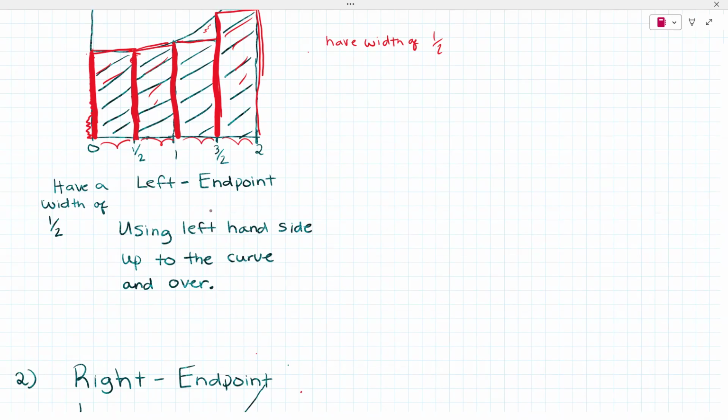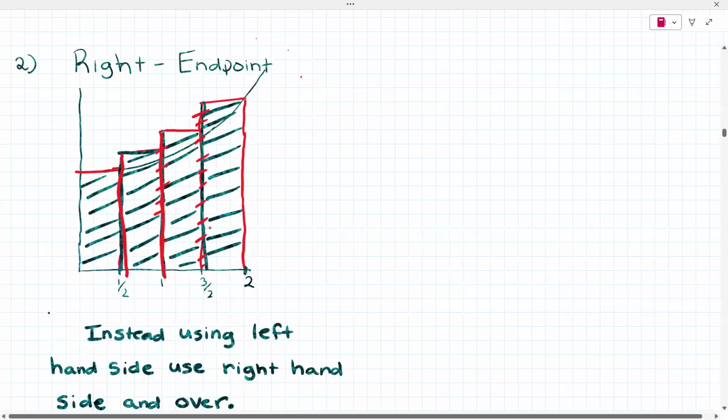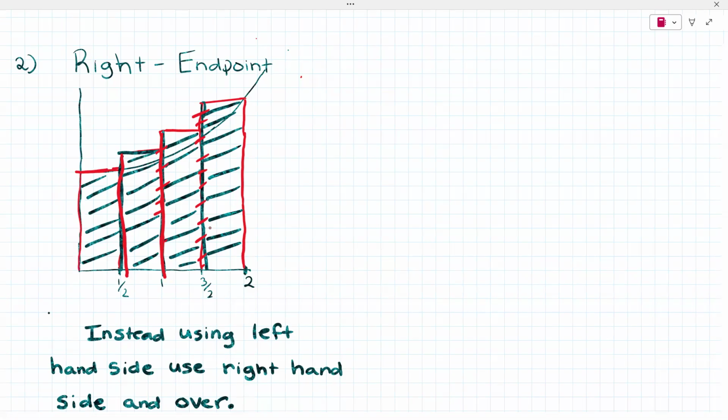Now let's talk about this. Imagine the same curve but doing the right hand point. So instead of using the left hand point, you go to the right and slide over. What I mean is you start at 0, put a straight line, and then go to the right. And then at 1/2, put a straight line and go to the right. Straight line, go to the right. Straight line, and then go to the right.